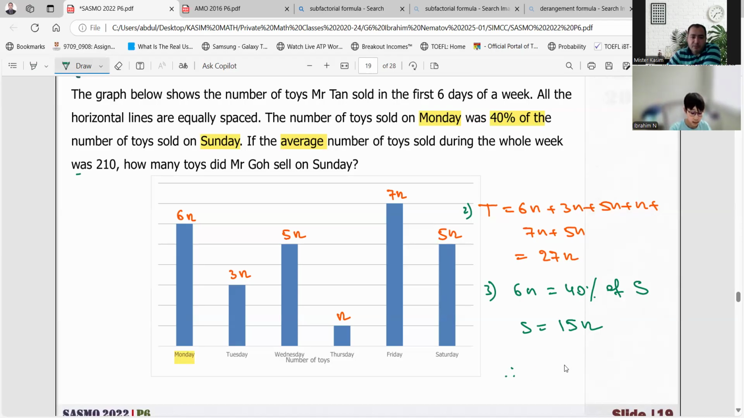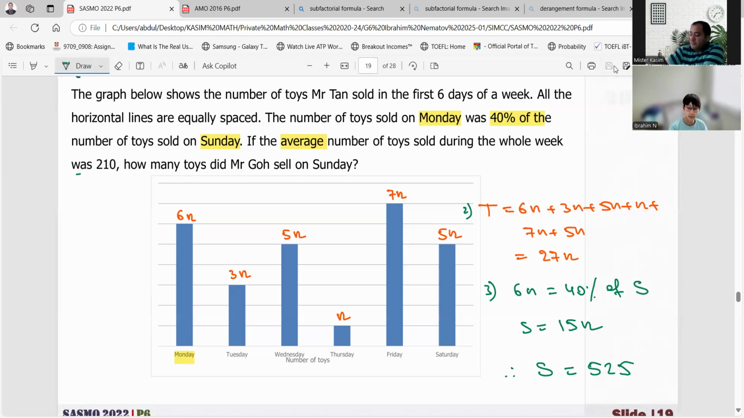How many toys did Mr. Go sell on Sunday? On Sunday, he sold 525. Okay, good. The most important thing is if you can see your mistake, that means you're making progress. The problem is if you cannot see a mistake. This kind of students always make the same mistake.